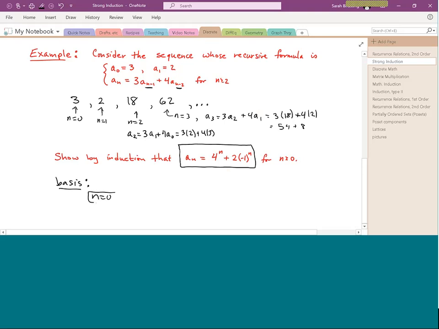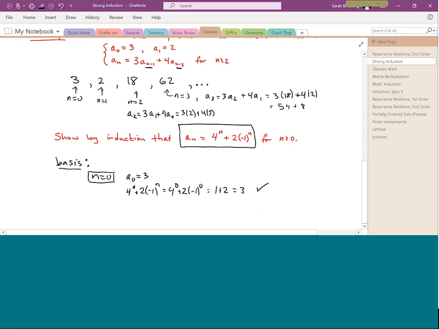But what do we know? When n equals 0, the actual sequence term was given to us. It was 3. Well, our formula, 4 to the n plus 2 times negative 1 to the n, if you plug in 0, it's 4 to the 0 plus 2 times negative 1 raised to the 0. That looks like 1 plus 2 or 3. So, yep, that one works. Now, notice, a0 was given to us. That's a formula by itself. a1 was also given to us. That's a formula by itself. We don't actually touch the recursive formula until we get up to n equals 2.